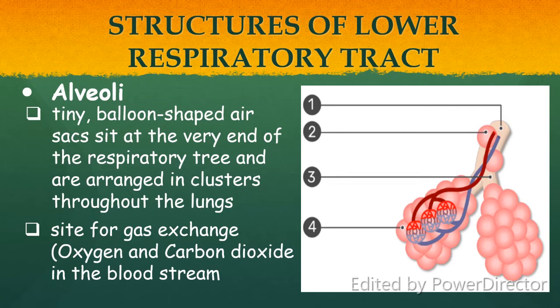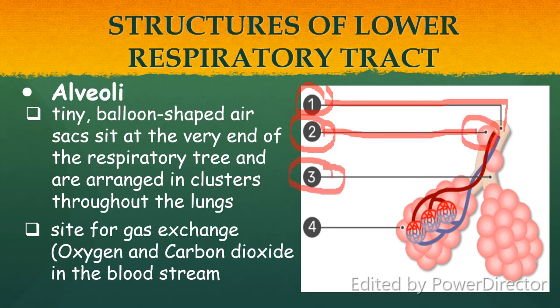Let's identify which part of this picture is the alveoli. So in number 1, we have the bronchioles, and number 2, this is what we call the alveoli. In number 3, this branch that branches off from the bronchioles is what we call the alveolar duct. And this group of alveoli is what we call the alveolar sacs or air sacs.